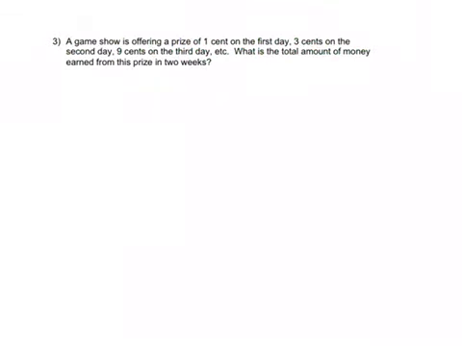This one says a game show is offering a prize of 1 cent on the first day, 3 cents on the second day, 9 cents on the third day. So what is the total amount of money earned from the prize in 2 weeks, right? So we have days, then weeks, so that means that I'm going to have n equals 14, right? Because there are 14 days in 2 weeks. Okay, so we have all the information that we need to plug into this equation.